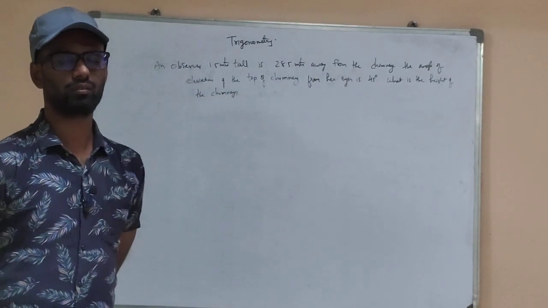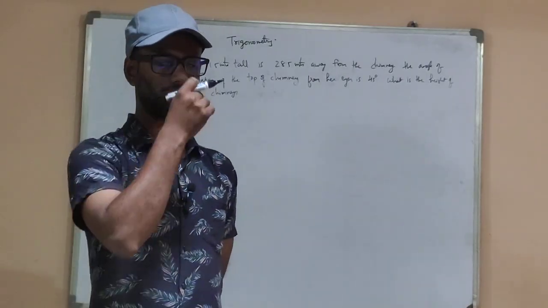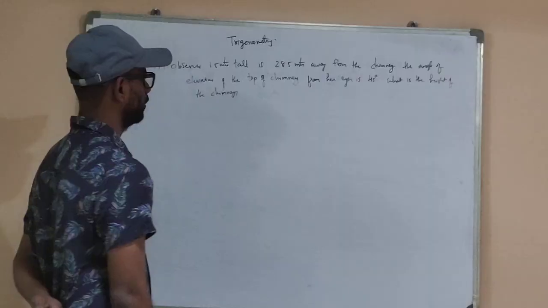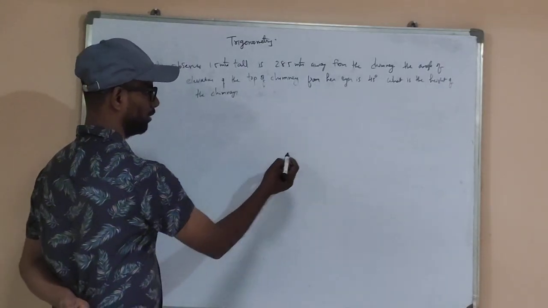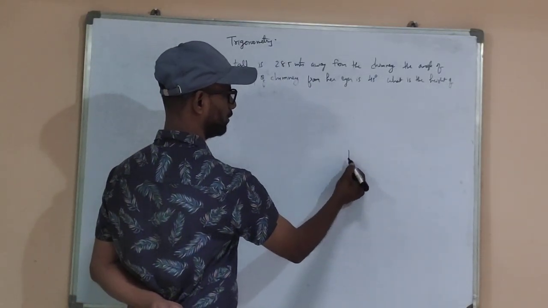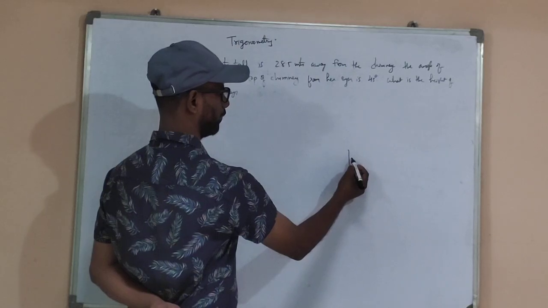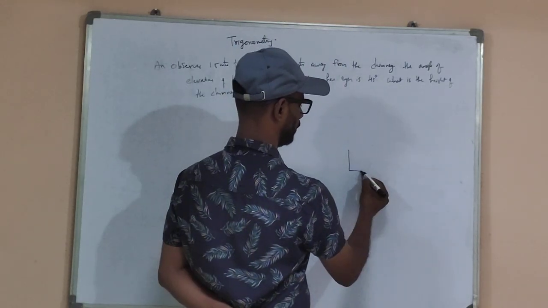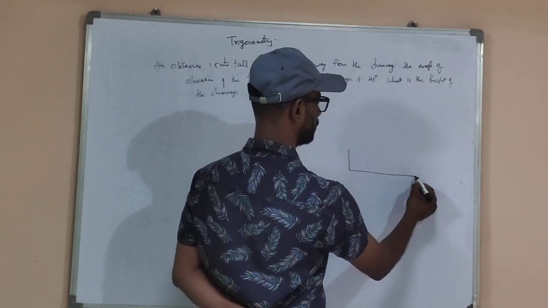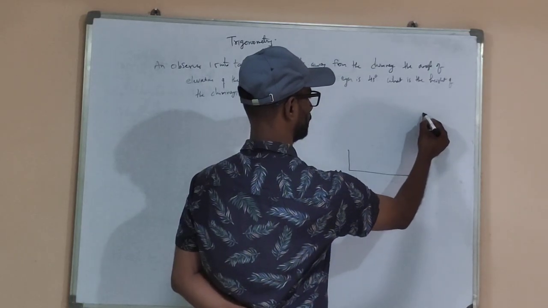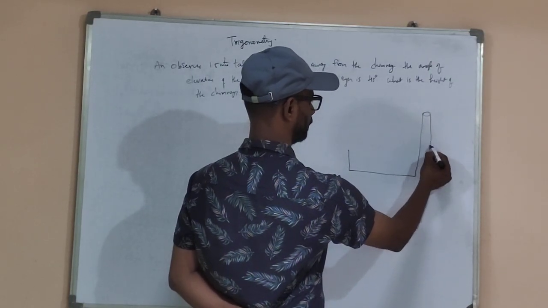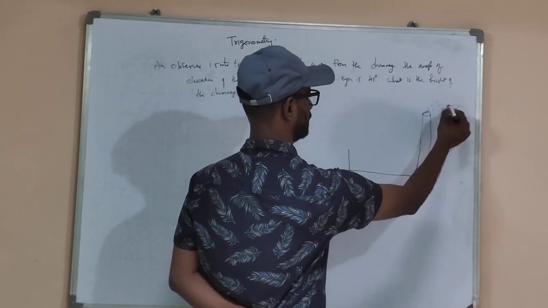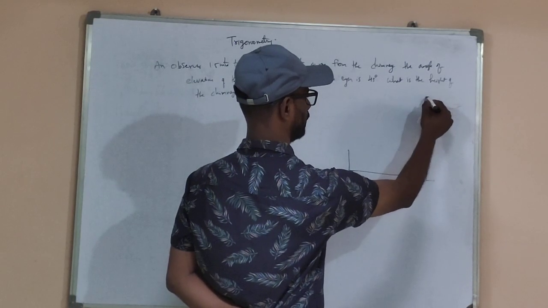In the previous classes we have discussed the applications of trigonometry. Now this is a very simple question. An observer is 1.5 meters tall and is 28.5 meters away from the chimney. So here is the chimney. It is a smoke exhaust.